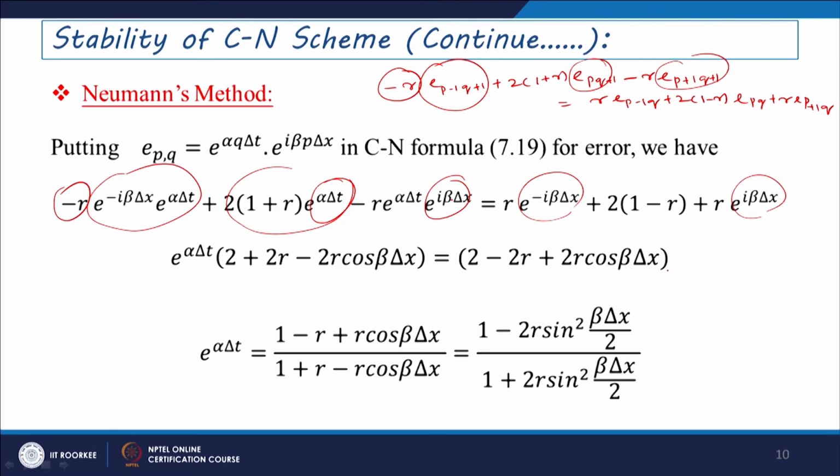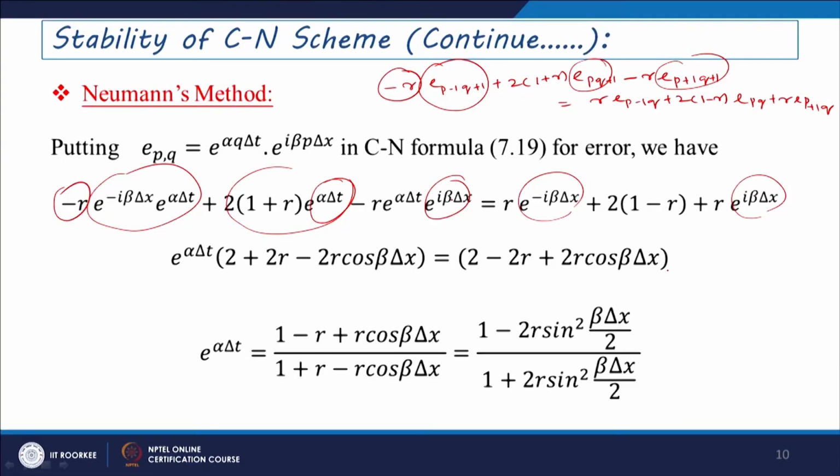Since you already know that cos x can be written as e to the power x plus e to the power minus x by 2, that's why it is represented in this form here. If we express these terms as e to the power alpha del t, it is 1 minus r plus r cos beta delta x divided by 1 plus r minus r cos beta delta x, since the 2 on both sides can be taken common and cancelled out. So this can be written as 1 minus 2r sin square beta delta x by 2, divided by 1 plus 2r sin square beta delta x by 2.